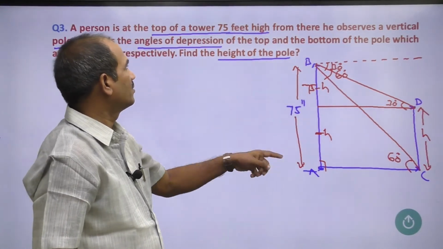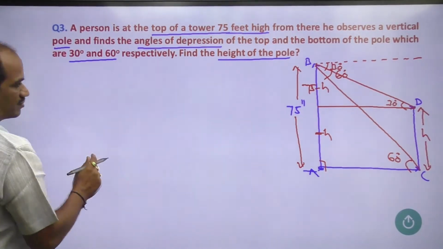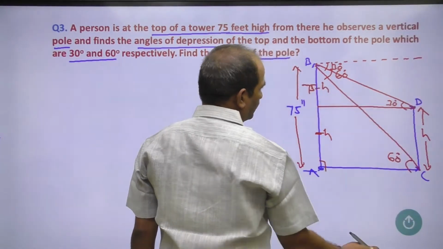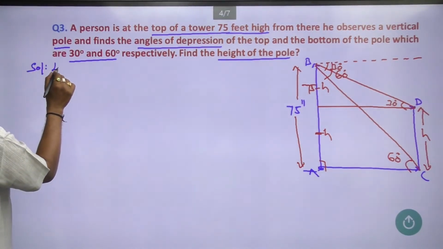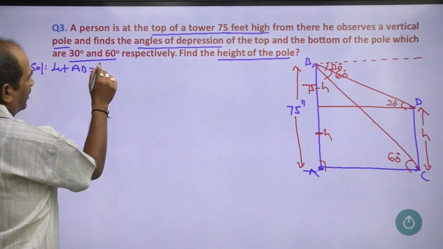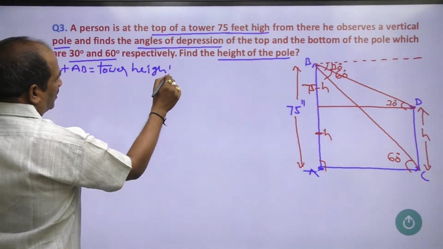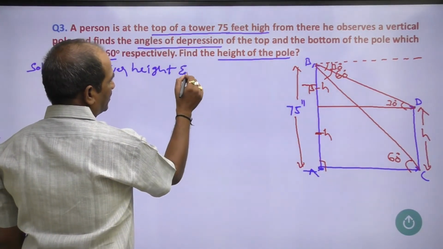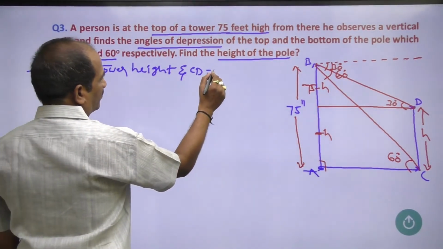In the solution, let AB be equal to the tower height. Next, let CD be equal to the pole height.